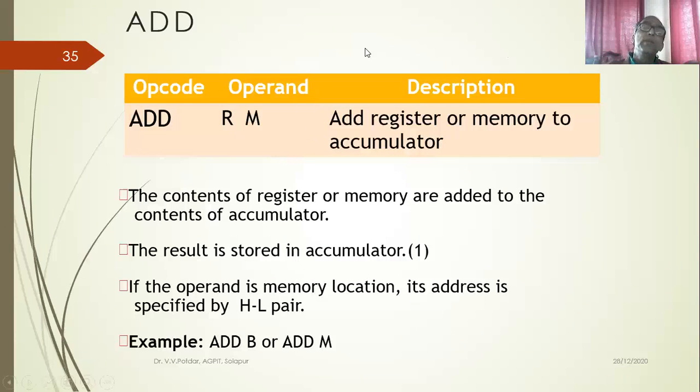How is this instruction to be used? ADD. Operand is R or M. Description is add register or memory to accumulator. The contents of the register or memory are added to the contents of the accumulator. The result is stored in the accumulator. 1 byte. If the operand is a memory location, its address is specified by the H-L pair. Example, ADD B or ADD M.